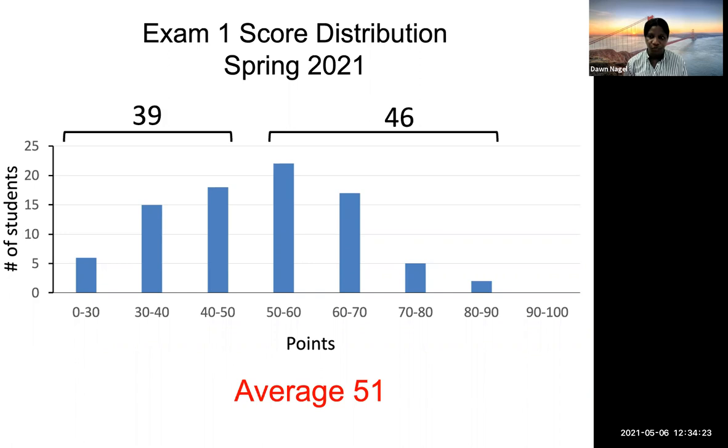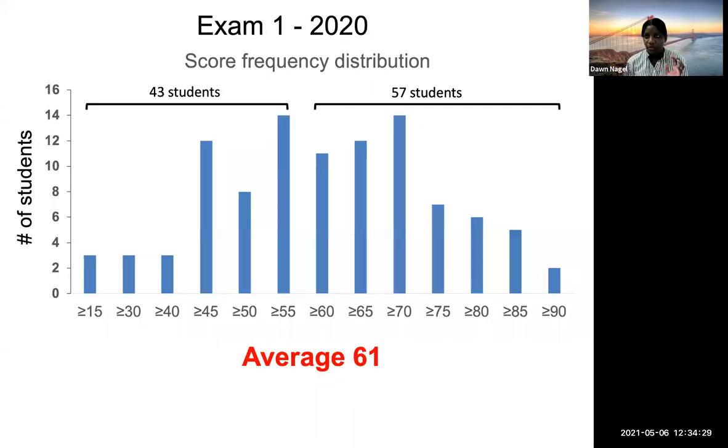So if I compare this to previous years, and this is the average for previous years, depending on whether I teach it in the winter or the spring quarter, it doesn't really matter. This is the average that we see. So we're running 10 points below the average.